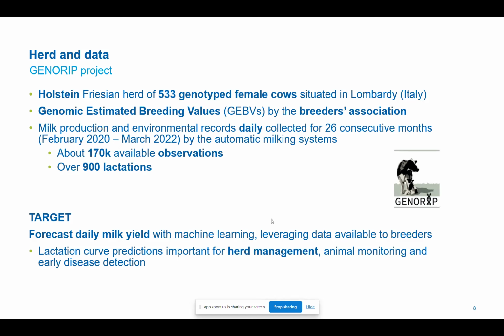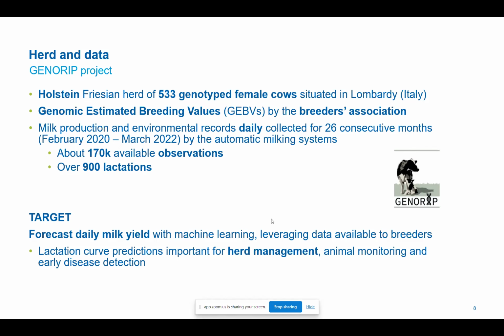We focused on data from a single farm, a single herd with more than 500 genotyped female cows under production. For these cows, we had daily records over 26 consecutive months given by the automatic milking system. So these cows were under lactation for 26 months. Of course, some cows enter lactation, some cows exit lactation, but we have data for 26 consecutive months for a total of 170K daily observations over 900 lactations.